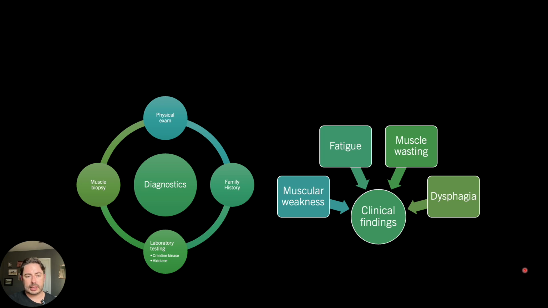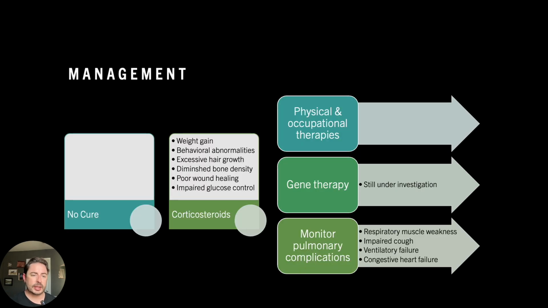When we jump into the management, there's really no cure for muscular dystrophies. We can reduce some of the inflammation that appears with these disorders with corticosteroids, but the downside is there's increased weight gain, there's behavioral abnormalities, you can get excessive hair, it diminishes your bone density, so you end up with osteomyelitis, poor wound healing, and poor glucose control.